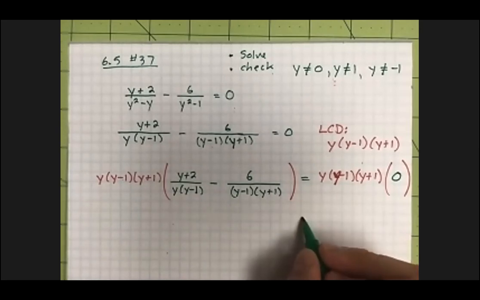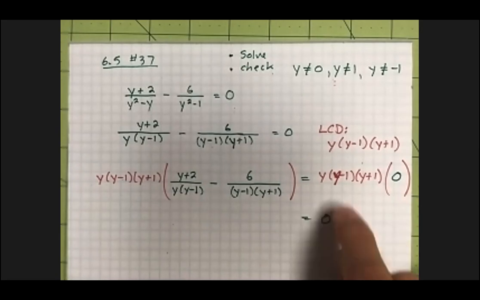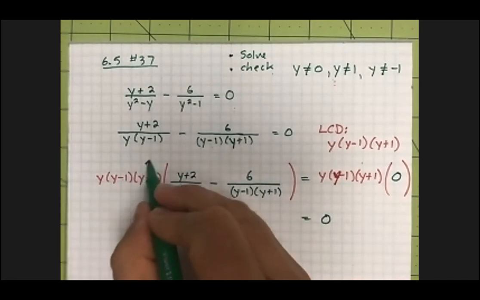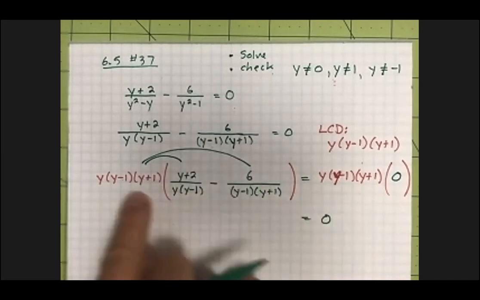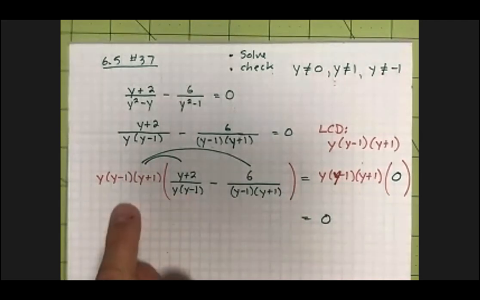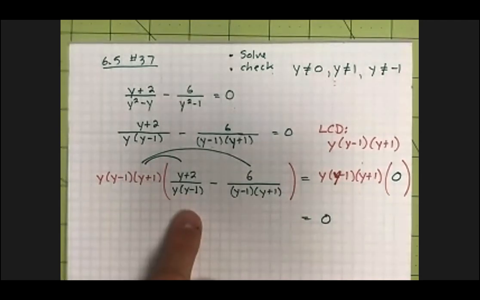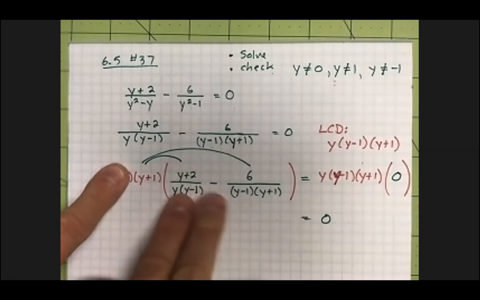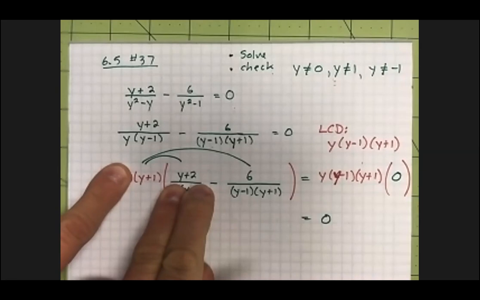On the right-hand side, you multiply all these people times 0. That's not a complicated thing. 0 times these guys is 0. On the left-hand side, though, I do actually have 2 things to multiply, and I have canceling both times. In fact, if I didn't have canceling, I'd be nervous. The LCD was made to cancel these, right? So the first time I multiply, I will cancel the y and y minus 1, and I'll just be left with y plus 1 times y plus 2.